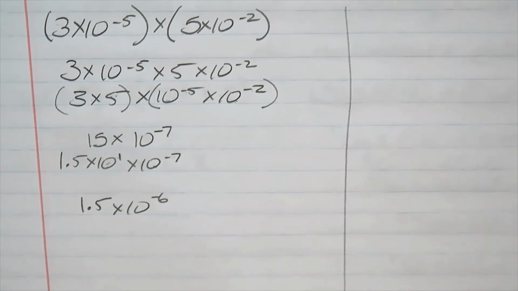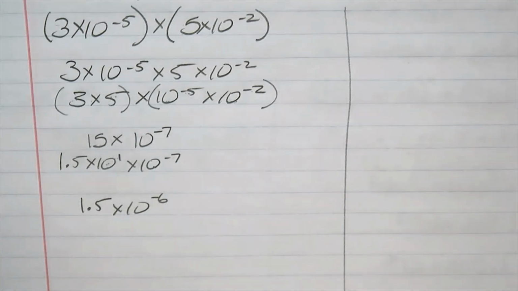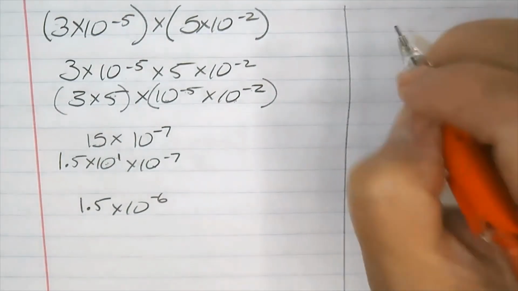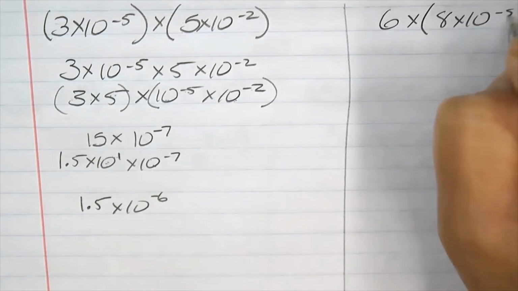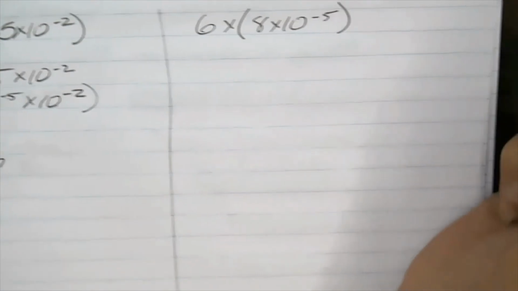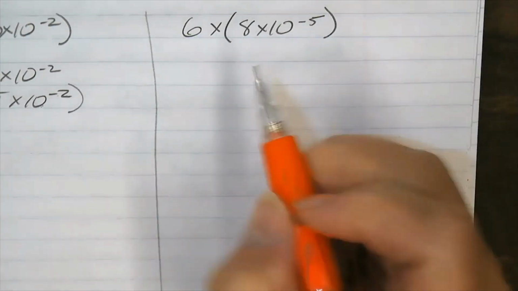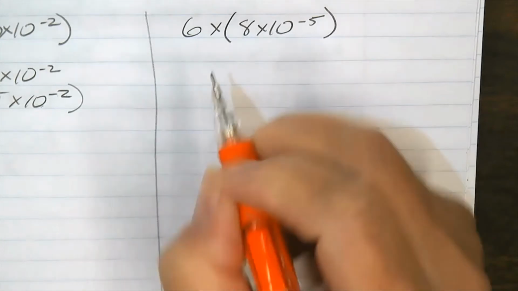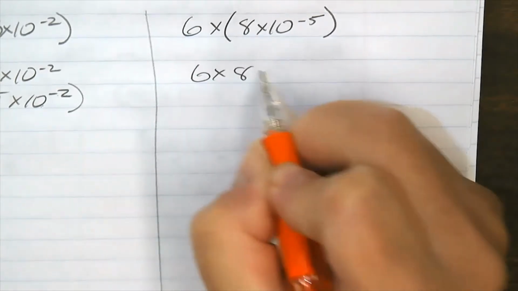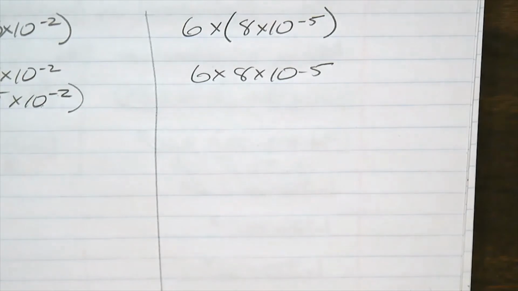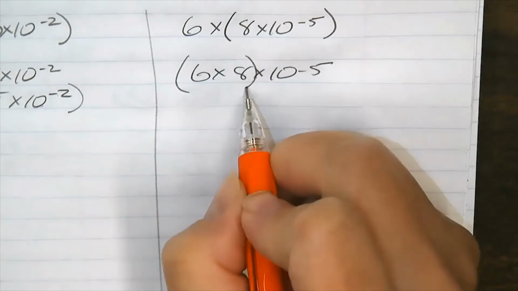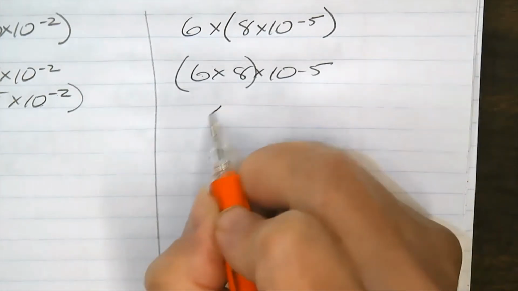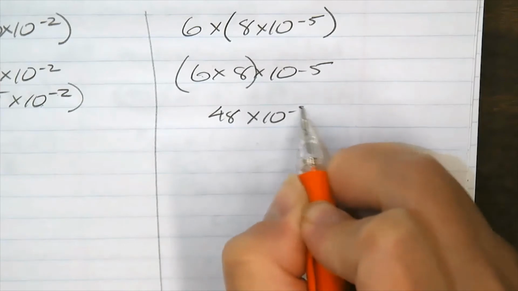Okay, let's do another example. 6 times 8 times 10 to the negative 5. Because it's multiplication, we don't really need those parentheses. Now, because of the associative property, I can regroup. So 6 times 8 is 48 times 10 to the negative 5.